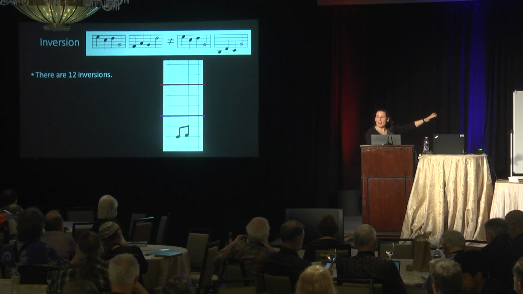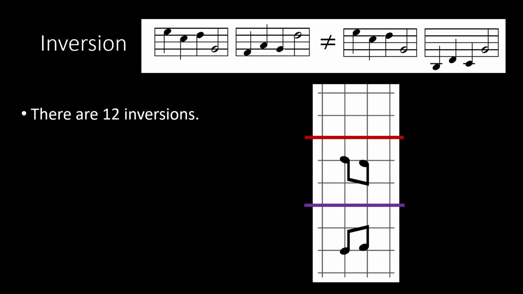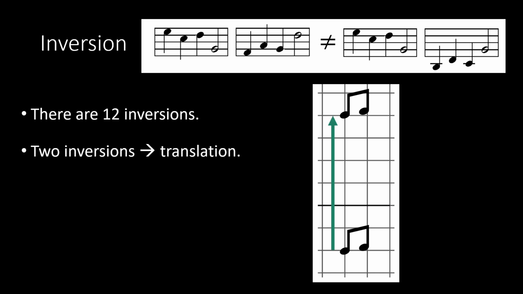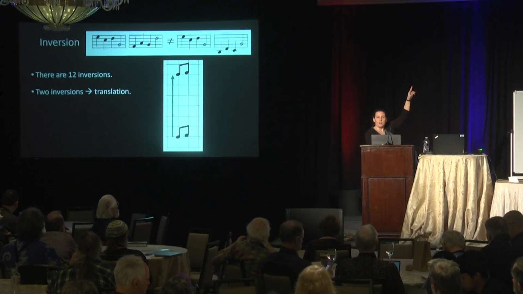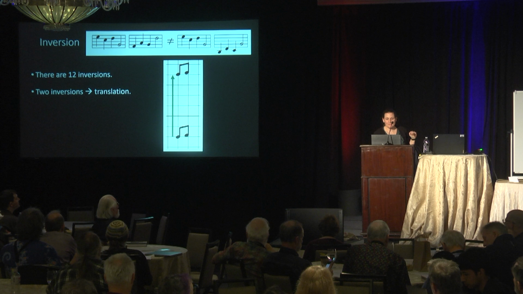So if we reflect, if we invert about this purple pitch, we'll get something like this. And then if we invert again, we'll get something like this. And that is the same as, it turns out, just translating up. And if you want to know exactly, you translate through twice the distance between the two mirrors. Okay? So two inversions gives you a translation.